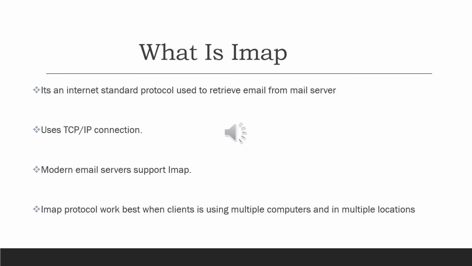In this slide, I'm going to talk about what IMAP is. IMAP is an internet standard protocol used by email clients to retrieve messages over a TCP/IP connection. Modern email servers support IMAP, including webmail service providers like Gmail and Yahoo. The IMAP protocol works best when the client is using multiple computers in multiple locations.